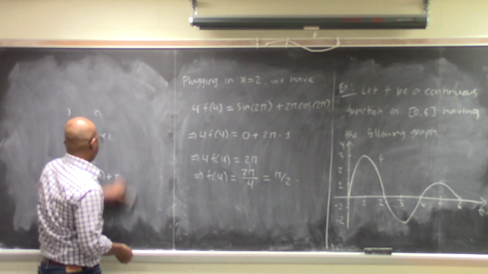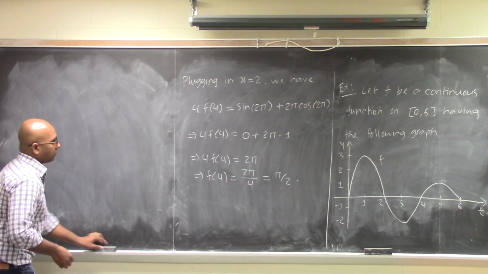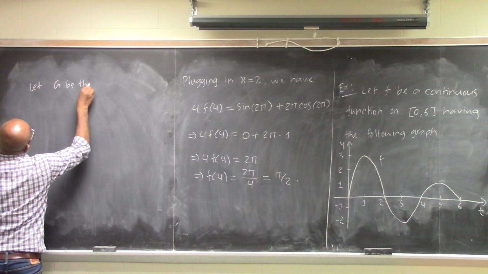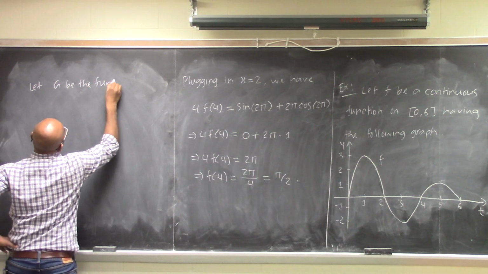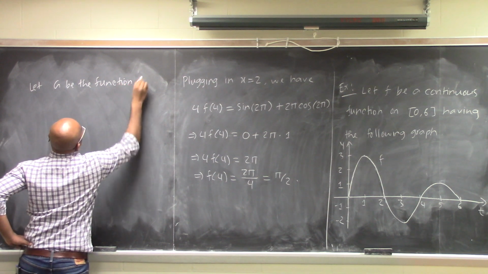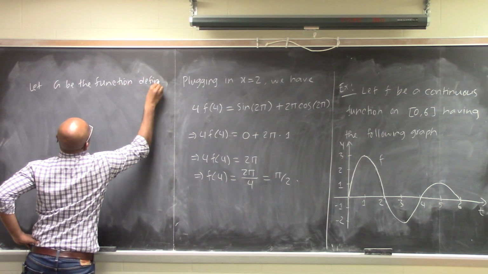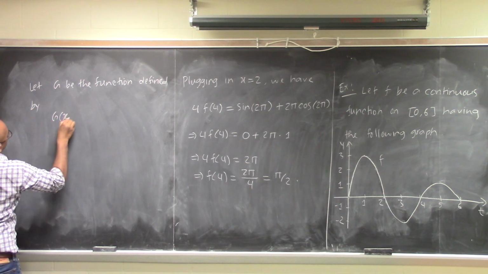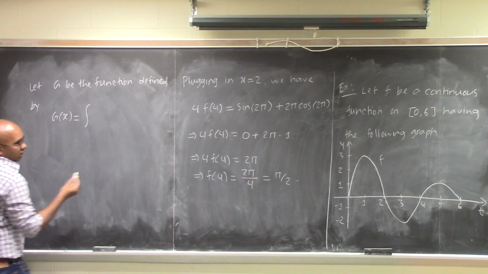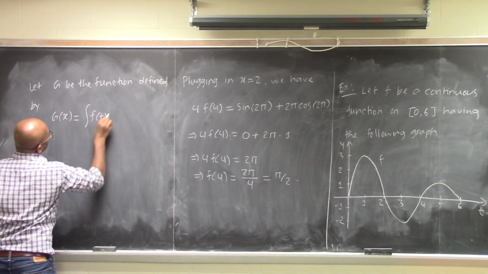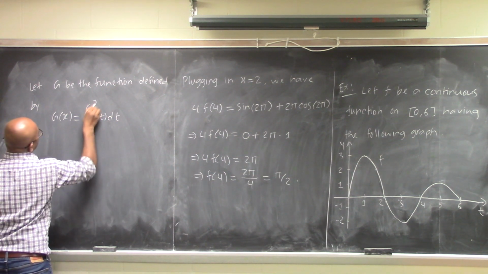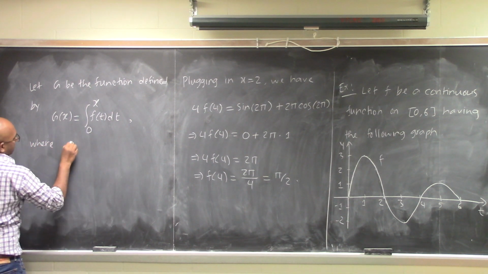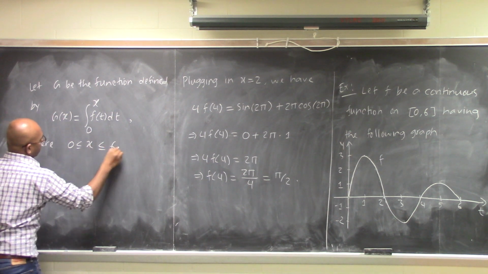What I need to do is I will define the function capital G as the accumulation function. So let G be the function defined by this integration: G of x equals the integral of f from 0 to x, where x is between 0 and 6.